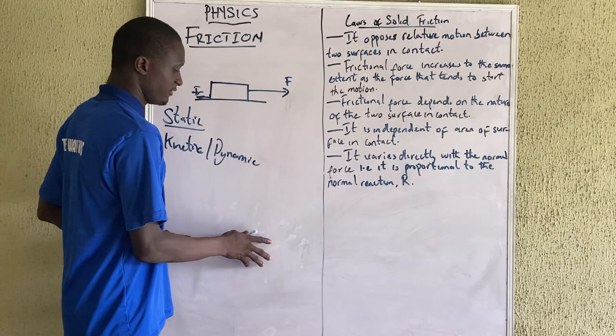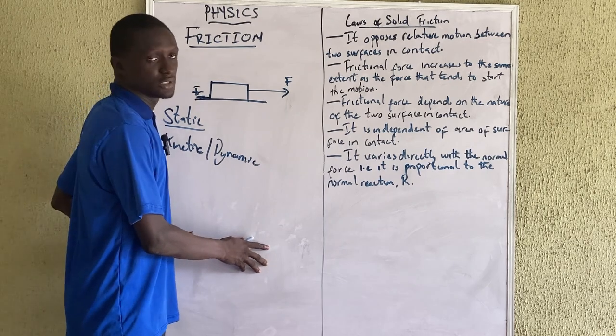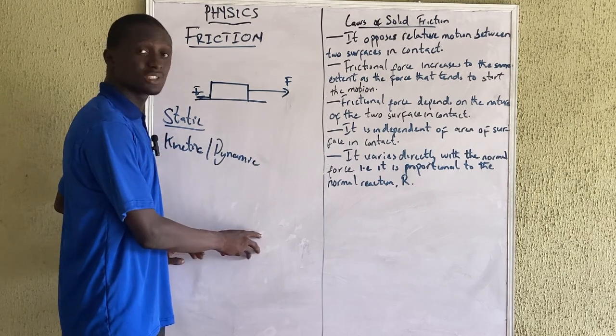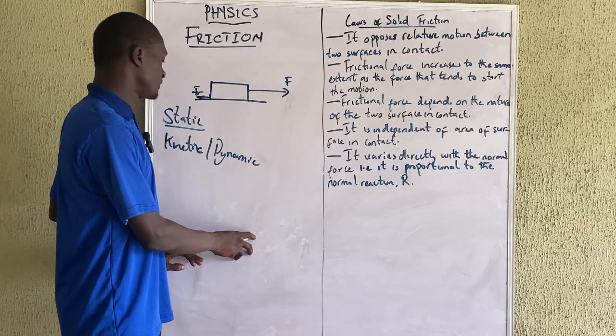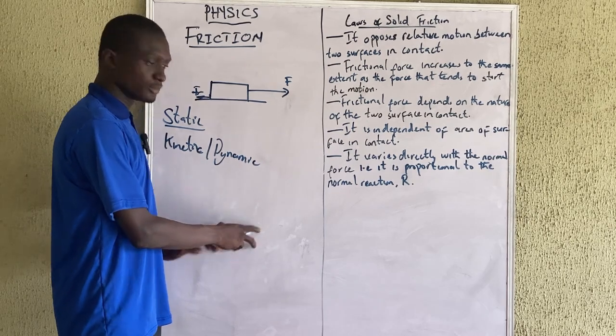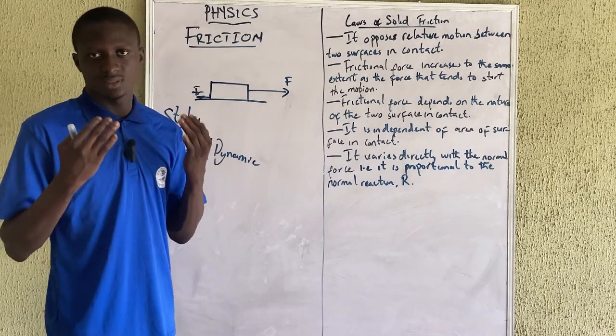So it means that if I continue to push this board with 5 Newton, this board won't move. 6 Newton, it won't move. Until I get to 7 Newton, then it will just start moving. So that's static friction. From the word static, static means something is at rest.